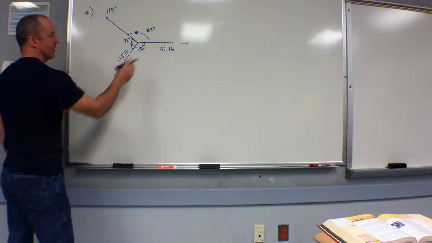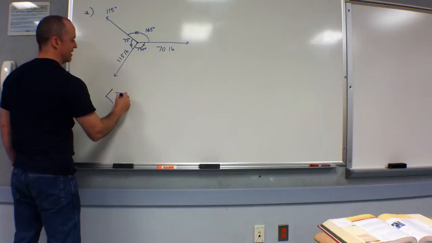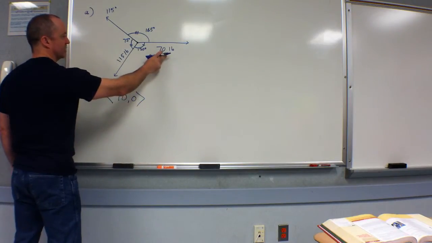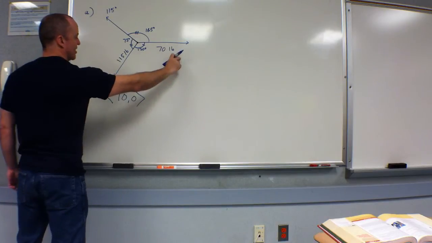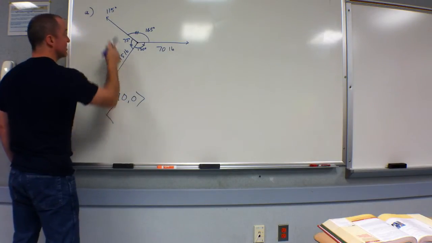So, in this particular case, you add up the vectors, see if you get 0. First vector is pretty simple to put in component form. That vector is 70, 0. That's this first one. It's just going along the x-axis, it only has a horizontal component. The next vector.